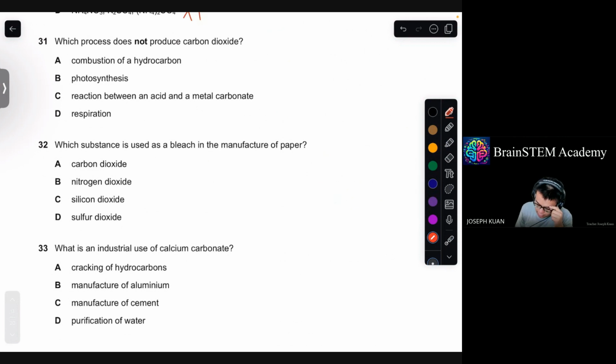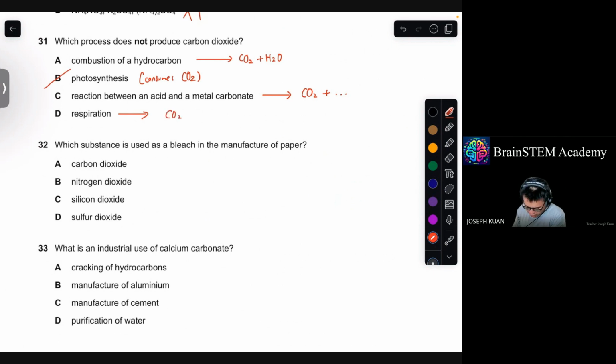Combustion of a hydrocarbon, yes, that produces carbon dioxide and water. Photosynthesis actually consumes carbon dioxide, right? It does not produce, it consumes carbon dioxide. So B is the answer. Let's double check everything. Reaction between an acid and metal carbonate, yes, that actually produces carbon dioxide. And respiration, which is us breathing in, breathing out. Cellular respiration, or you can say our whole body breathing, right? We do produce carbon dioxide.